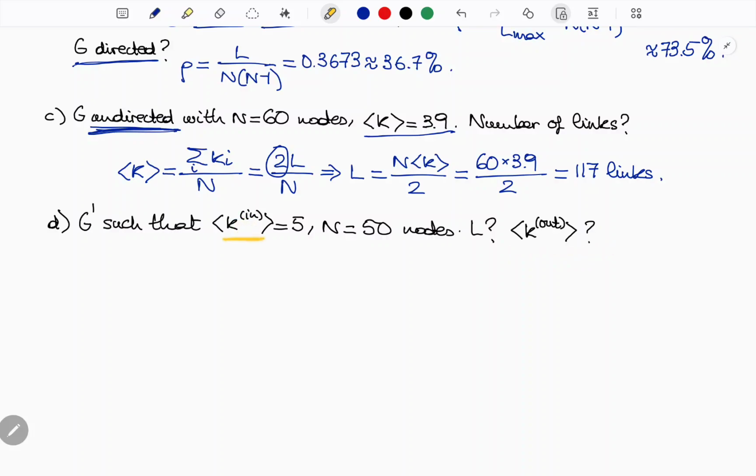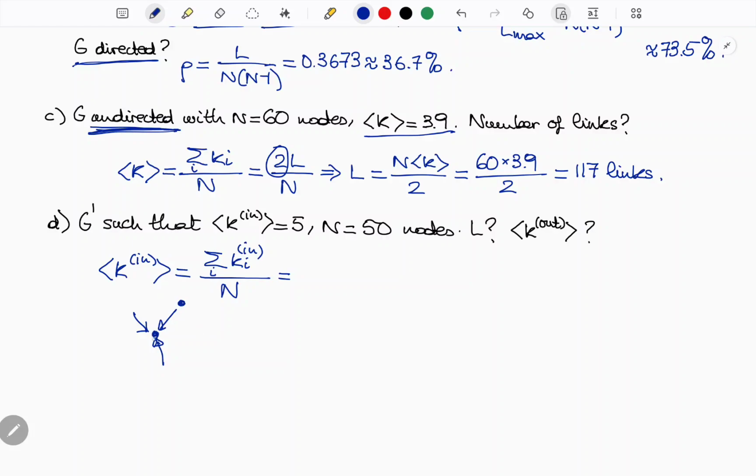Now, in this case, since we are talking about in degree and out degree, clearly G prime is going to be a directed network. So remember that in the case of a directed network, the average in degree is going to be equal to the addition of all the in degrees of each node divided by n. Now, since we are only adding the in degrees, for every node, I'm adding all the arrows that point to this node.